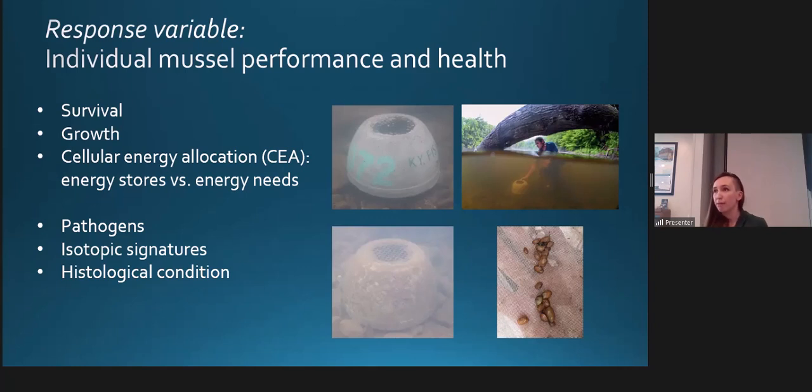After September, we measure survival and growth, and our collaborators at Murray State are going to measure cellular energy allocation, which estimates energy stores and needs. But also, from these juveniles that we're collecting, we send them off to Wisconsin to measure pathogen prevalence. We are also going to measure their isotopic signatures to see where they're feeding among our expected food resources. And then working with U.S. Fish and Wildlife collaborators, we're going to look at histological condition.